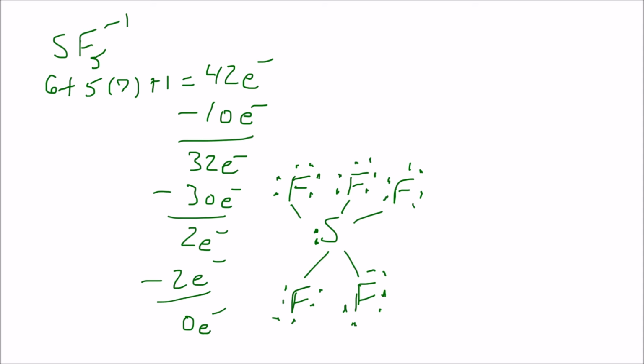Okay, now we're going to check to see that the octet is met. So we've got 2, 4, 6, 8 for that fluorine. All the other fluorines look like this one, so they have 8. And sulfur has 2, 4, 6, 8, 10, 12 electrons. Okay, so we moved through all the steps that we know how to do so far.